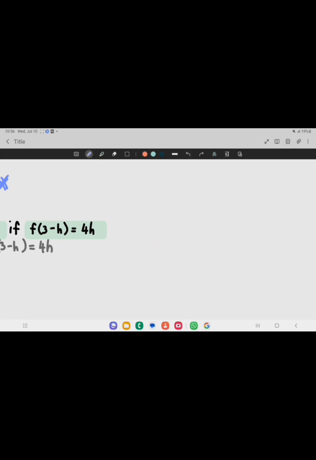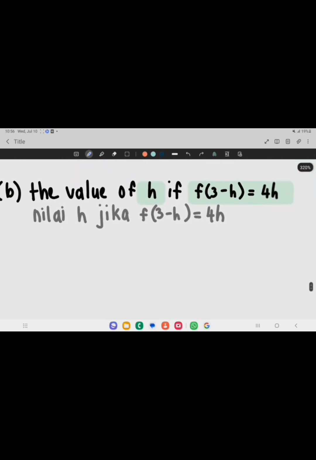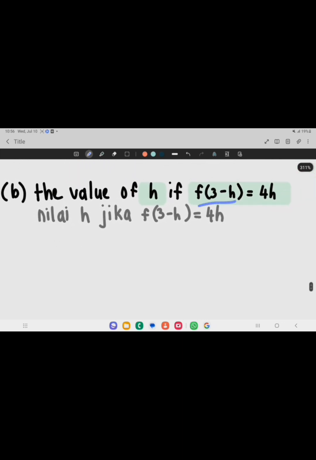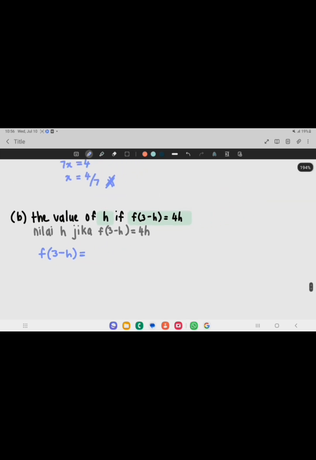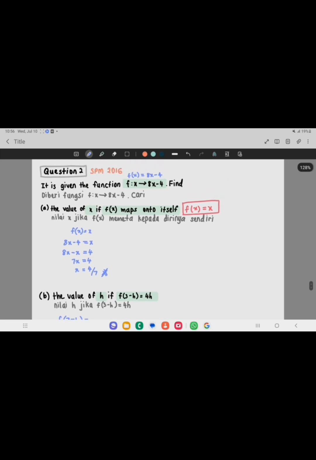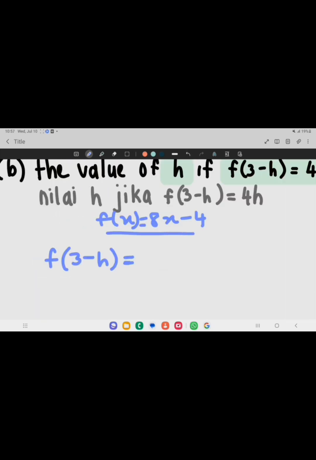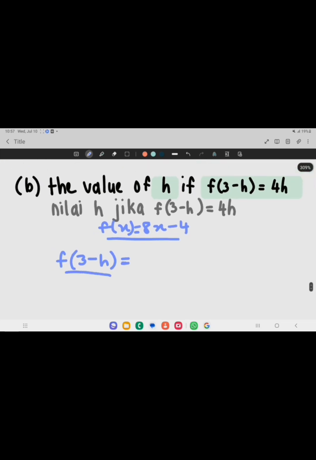So the step is, you guys have to find your f3 minus h by yourself. Why? Because that's given in the question. So whenever it is given to you, it's better for you guys to find your own version of it, based on the fx given. What is the fx given over here? 8x minus 4. This is the fx given to you, and you are going to find the f3 minus h, right?